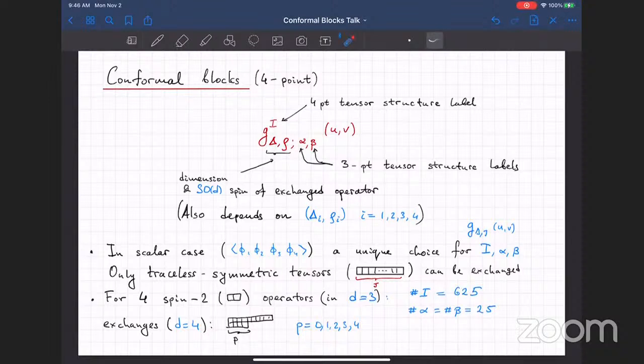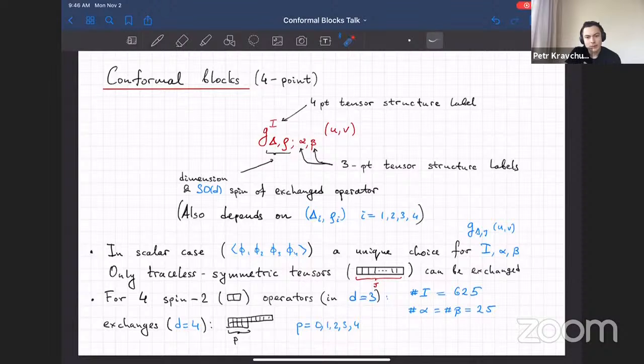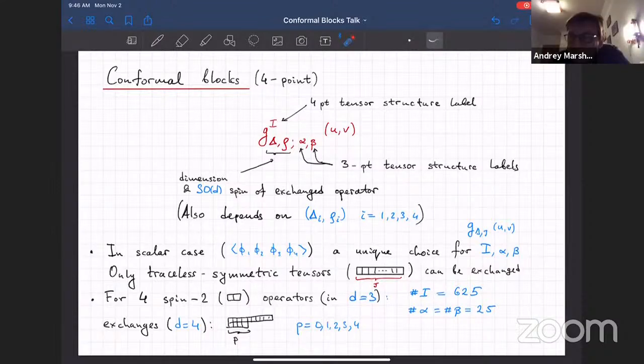So in this first example, you said that I, alpha, and beta take a unique choice. So delta in our case, rho in our case, corresponds to the trivial representation. We have delta, and where's J? It's not I, not delta, not rho, not alpha, not beta. Where is J? So J is a rho for the exchanged operator. So rho for the exchanged operator is traceless symmetric. But it doesn't appear in your sum.